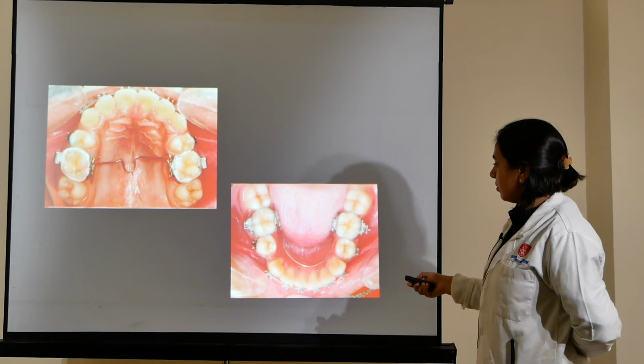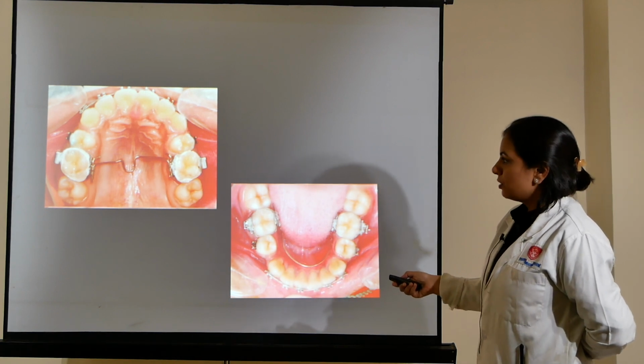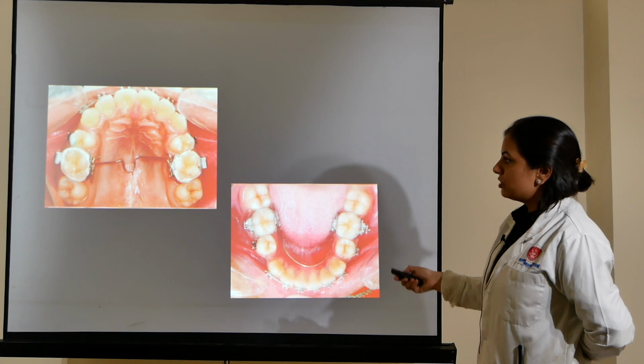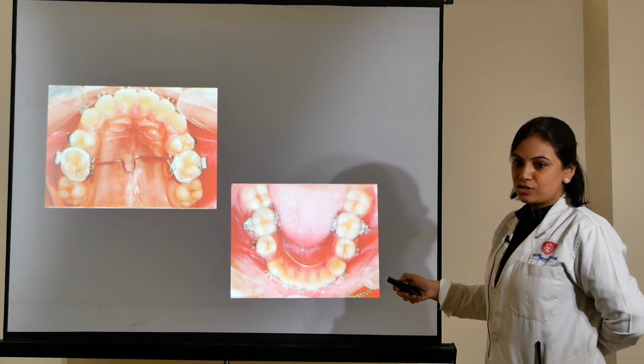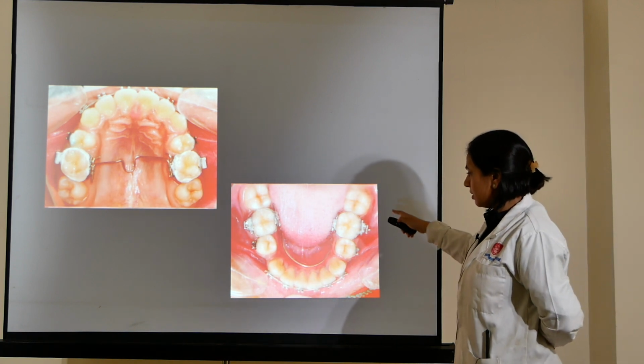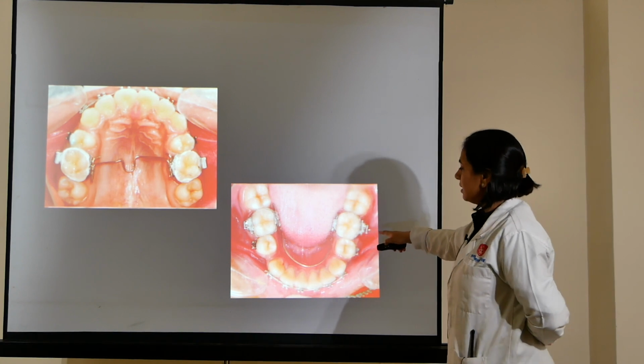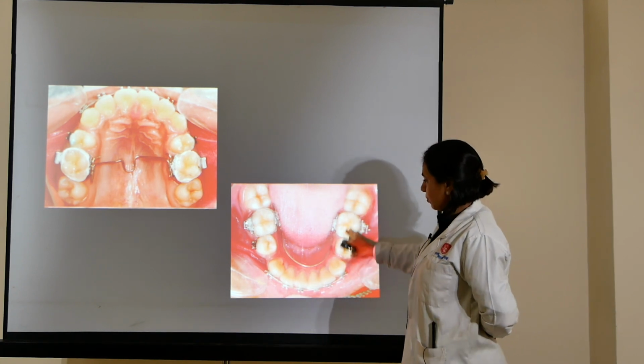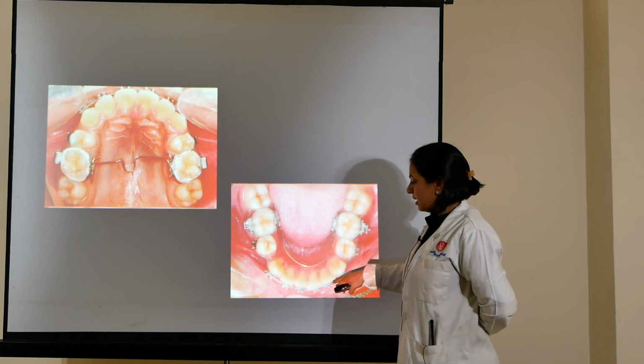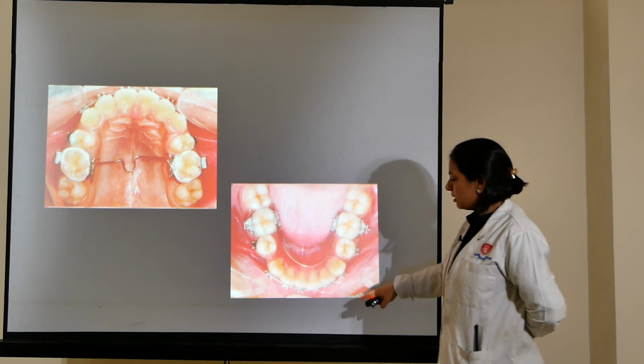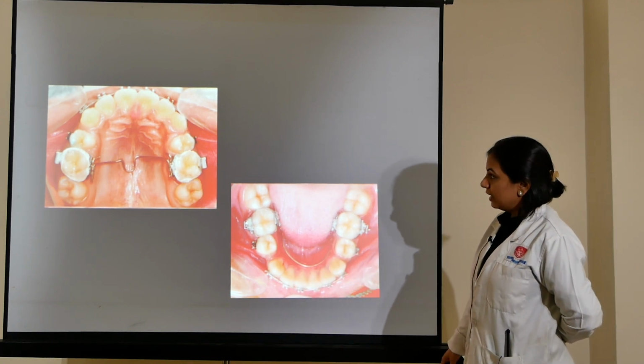So these were the intraoral pictures. The anchorage which we have taken from the molar region is by a transpalatal arch in the upper and a lingual arch in the lower. So this will hold the molars and provide anchorage for retraction and alignment of the lower arch. You can also see the lower arch is quite well aligned here.